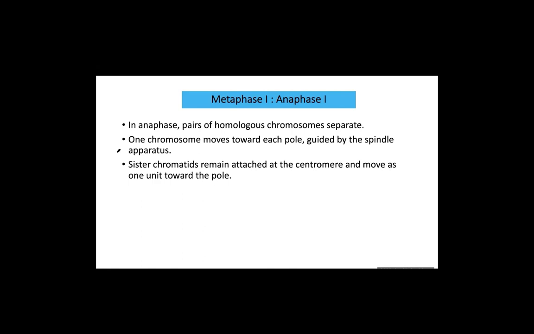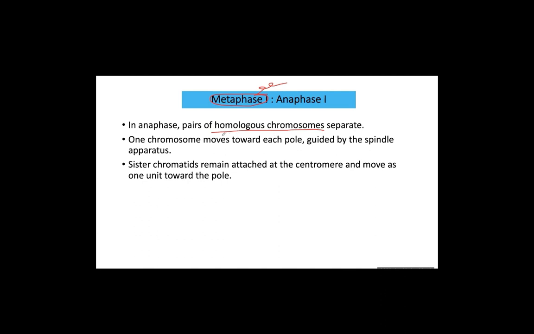Anaphase 1, pairs of homologous chromosomes separate. See, the separation of homologous chromosomes is the main event in anaphase 1. 1 chromosome moves toward each pole, guided by the spindle apparatus. Sister chromatids remain attached at the centromere and move as 1 unit toward the pole. Now, from this slide, anaphase 1. I hope students erase this one, because there's no content about metaphase 1 in this slide.